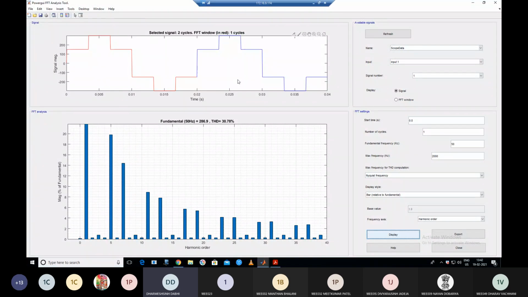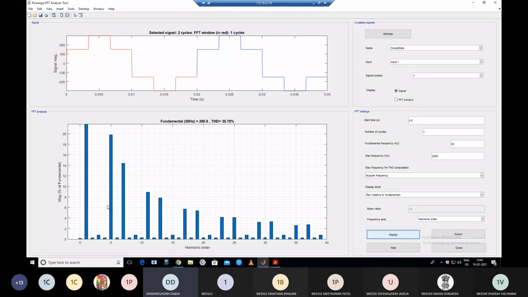See this bar chart. First, and yes, zero. Sorry. Please give the answer. What is the dominant first harmonic? No, first is the fundamental. This is not a harmonic. First is the fundamental component, n is equal to 1. That is a 50 Hz component. And what is the dominant harmonic? Fifth one. Okay.